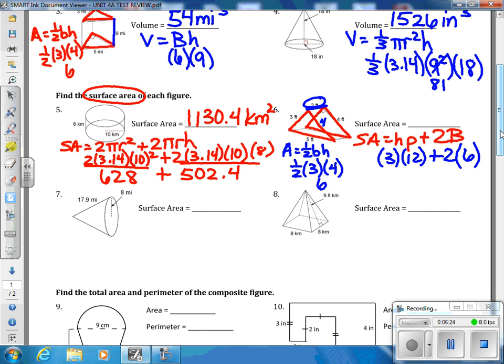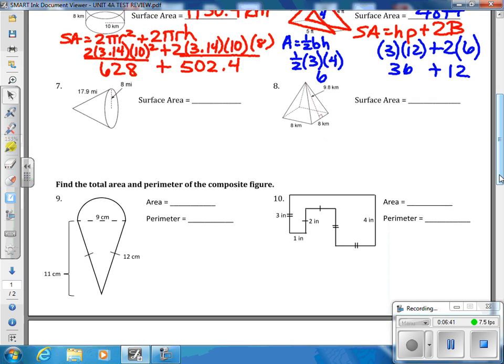Again, do your multiplications first and then you're adding. 3 times 12 is 36, 2 times 6 is 12. Now you can add the two pieces together. 36 plus 12 is going to give you a surface area of 48 feet squared. Be very careful because this is the trickiest shape for surface area that you will have to do, and it's very easy to mess up on.